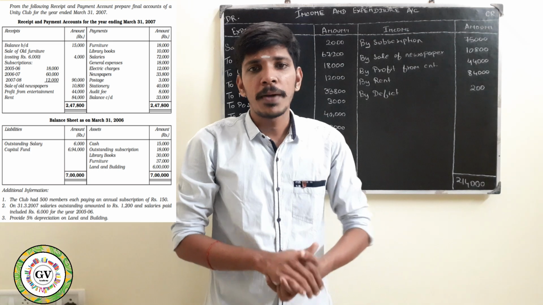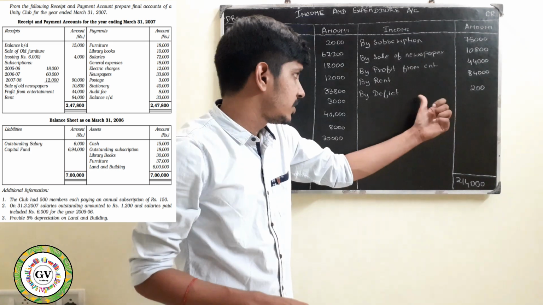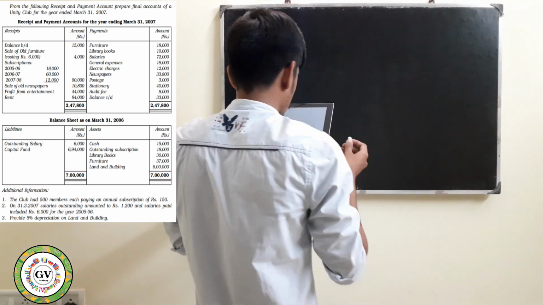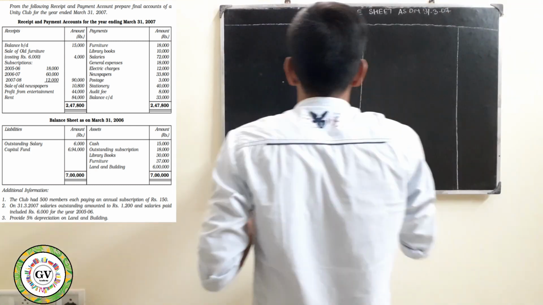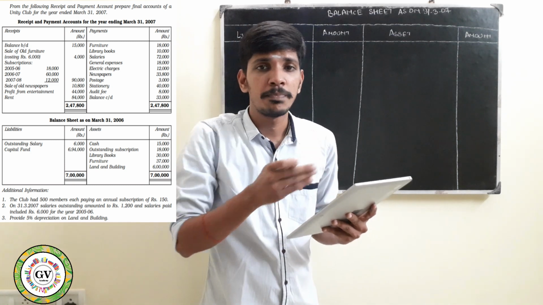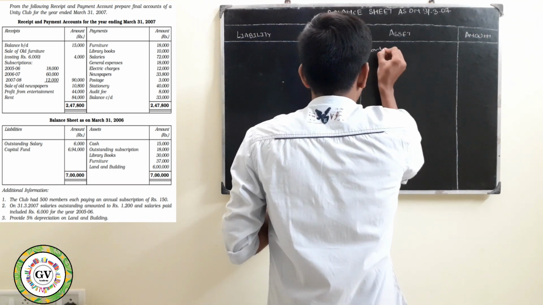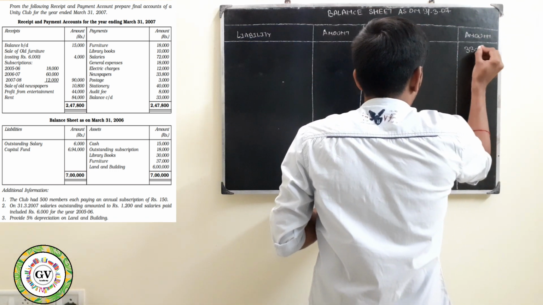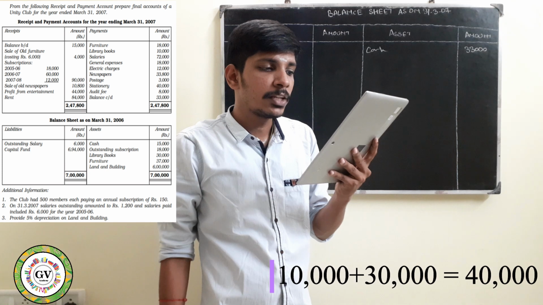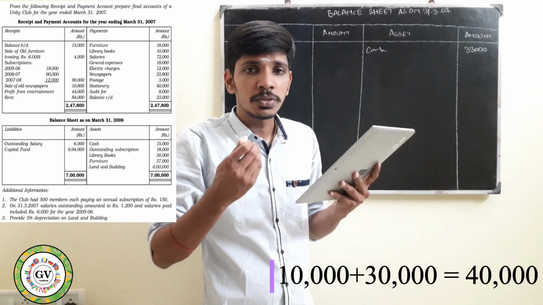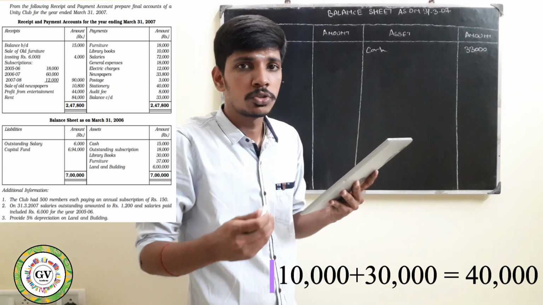The next step is to prepare the closing balance sheet, and we need to adjust this deficit to the opening value of the capital. Write the value of the cash from the receipts and payment account, which comes to 33,000. There is an opening balance of library books amounting to 30,000, and in the current year we have purchased books worth 10,000. So this 30,000 is to be added to 10,000, which amounts to 40,000.